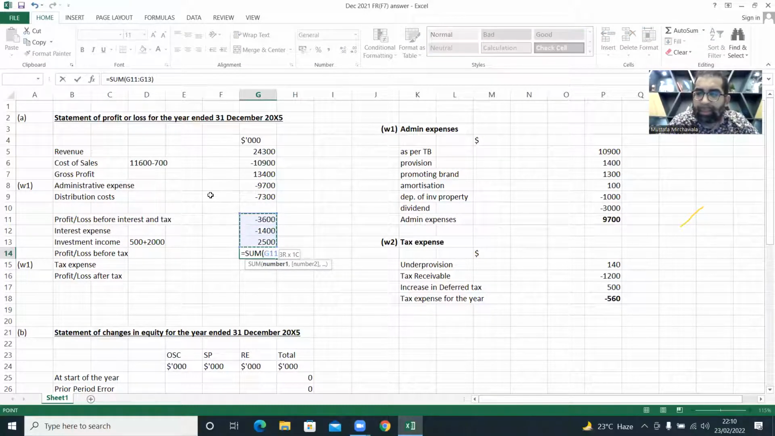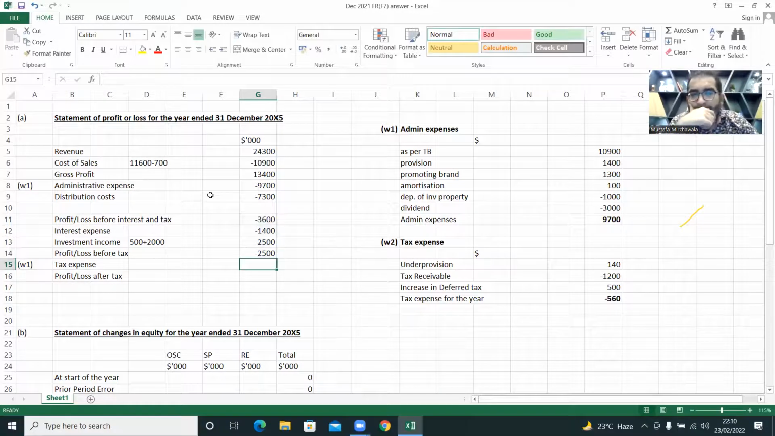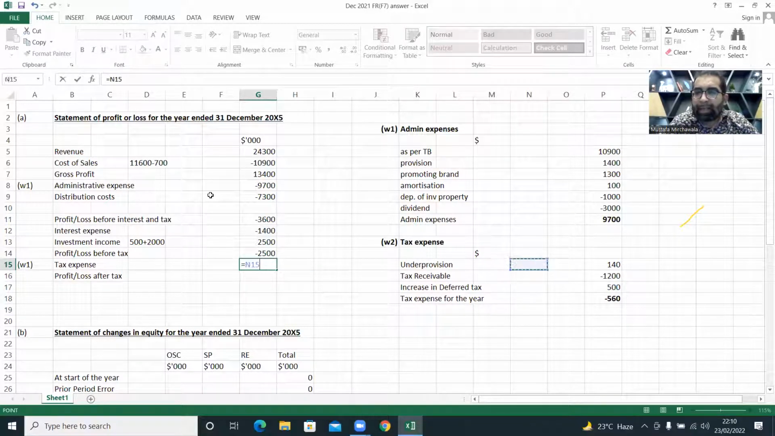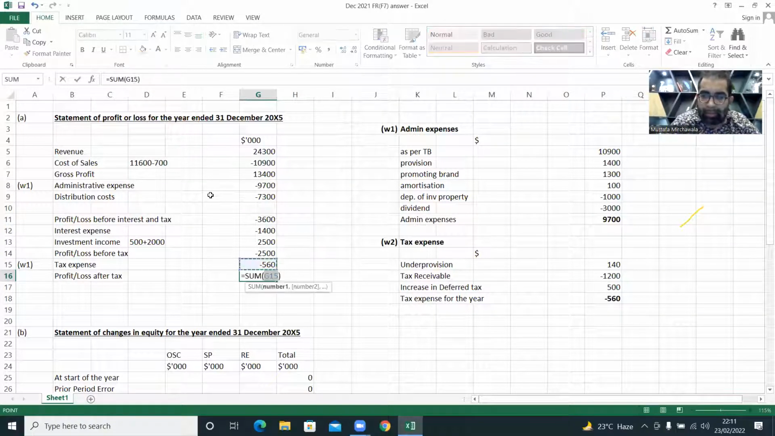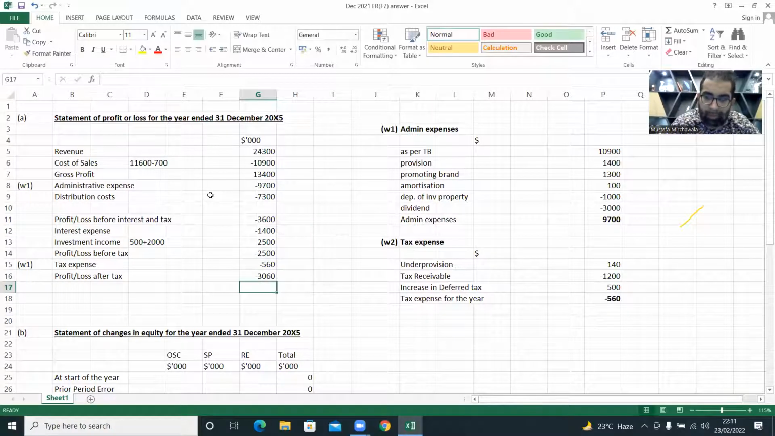This and this. See, these three numbers. So again, the answer is negative 2400. Now for tax expense, my dear student, we have already done this working. So let's just adjust the last two numbers. 3060. Now just wait 30 seconds or 1 minute and have a look. And please don't take tension. This working is not difficult.